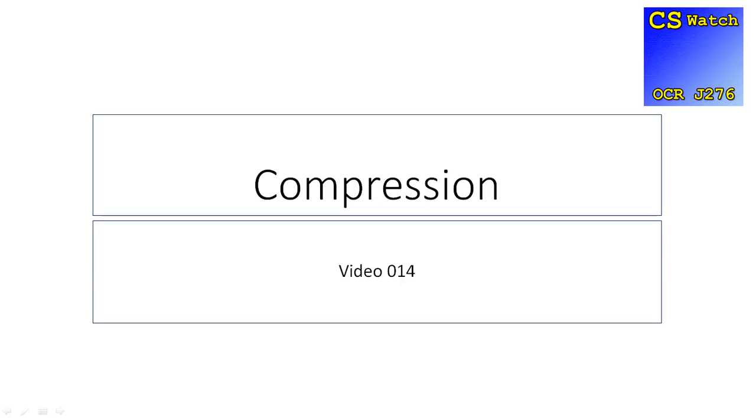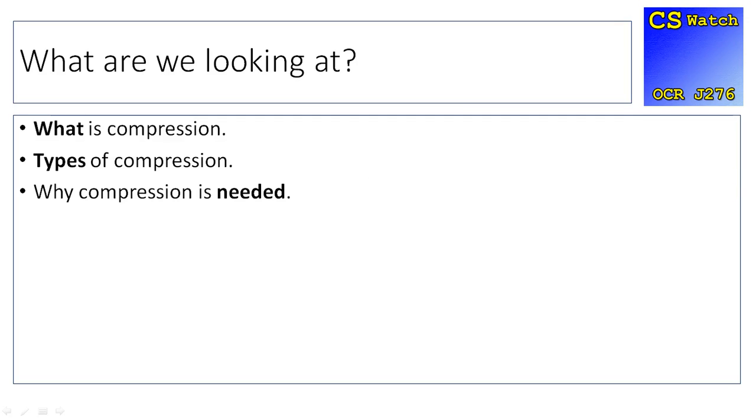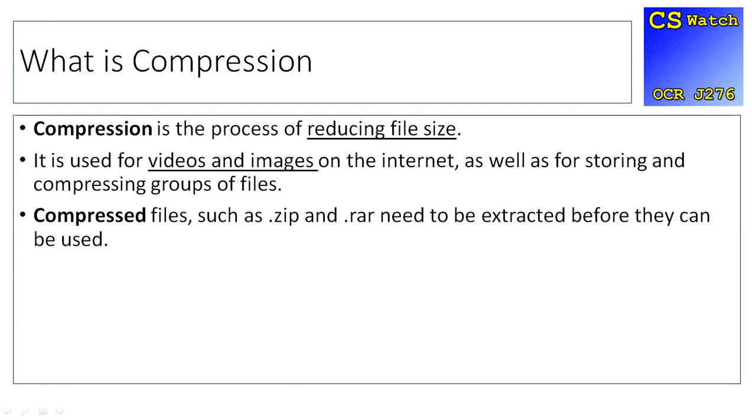Hello there, and welcome to this CSWatch OCR J276 video where we are going to be looking at compression. We're going to be looking at what is compression, why is compression needed, as well as two different types of compression. So compression is the process of reducing file size.